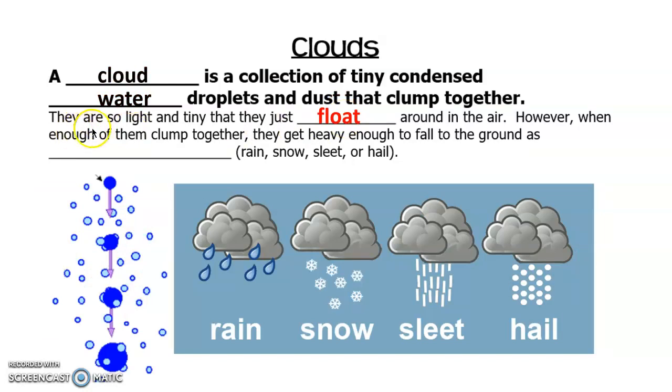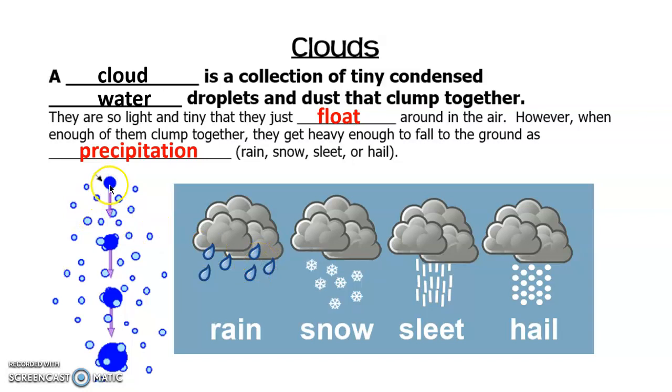So those little tiny pieces of the cloud are these tiny little water droplets surrounded by little pieces of ice. They're so light and tiny, they just float around in the air. However, when enough of them start to clump together, they do actually get heavy enough to start to fall to the ground. So the drops of water will actually fall once you get enough of them. When they fall, we call them precipitation. Precipitation is just our weather word for the water that falls to the ground. So that is coming from the cloud to the ground.